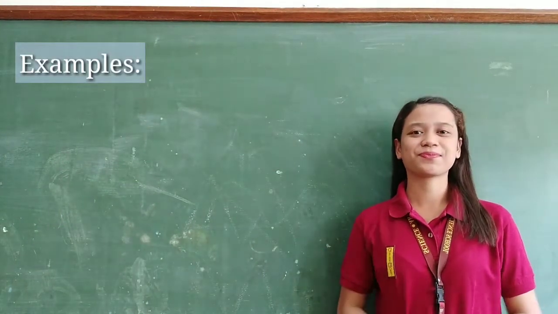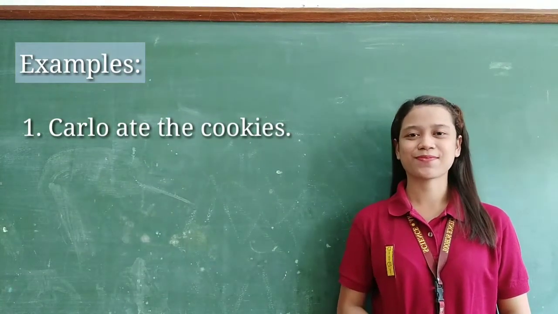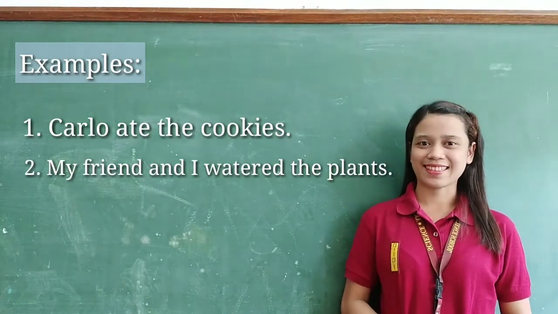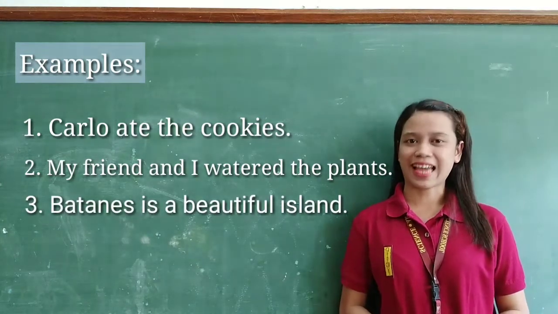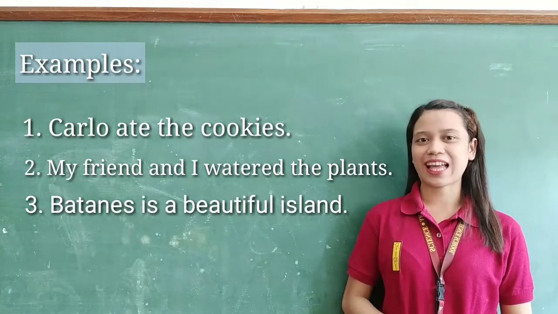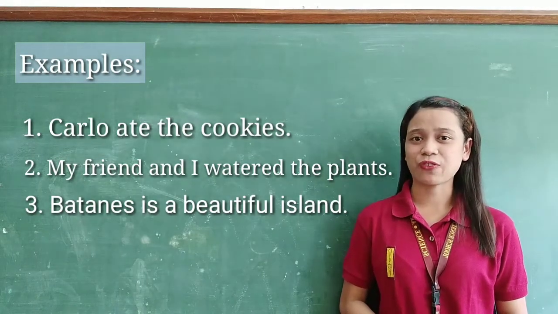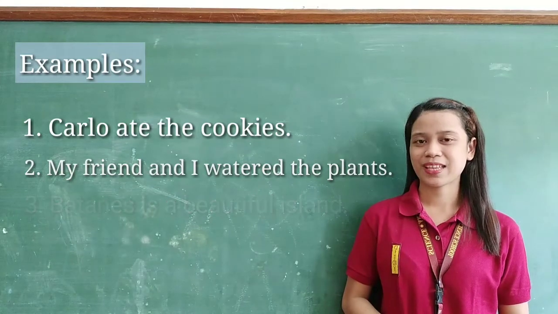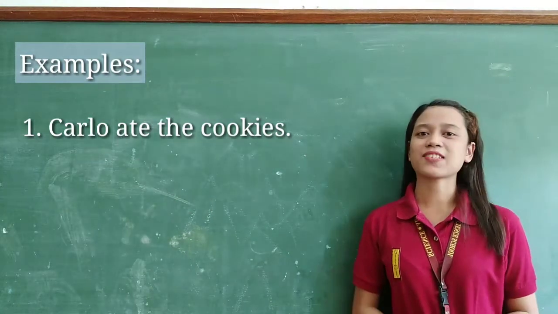Number 1, Carlo ate the cookies. Number 2, My friend and I watered the plants. And number 3, Batanes is a beautiful island. How are we going to find the subject and the predicate? This is how. Let's try example number 1.